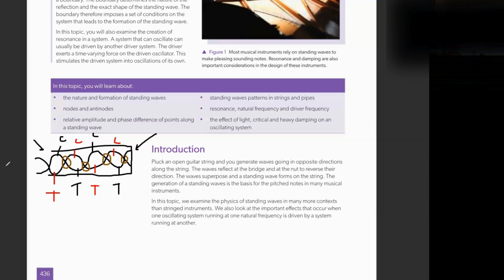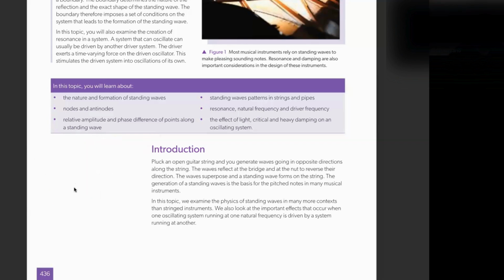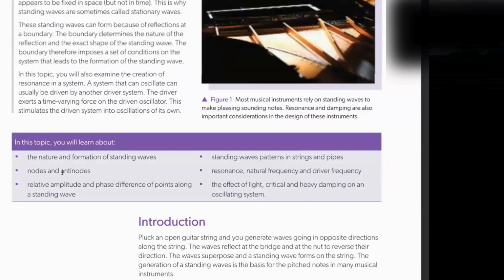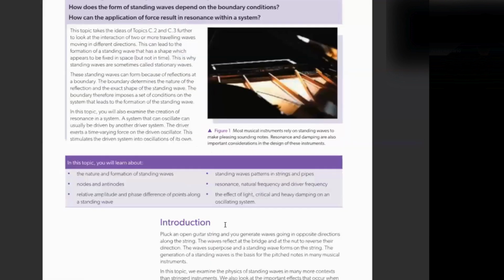So basically, this is a standing wave. Now let us try to understand one by one in detail. There are so many things that you learn: nature and formation of standing wave, nodes and antinodes, relative amplitude, phase difference, standing wave pattern in string and pipe. A standing wave is formed in strings separately, and in pipes separately. Also, we will see resonance, natural frequency, driver frequency. I think we do not have beats here. Beats was there in the previous syllabus.